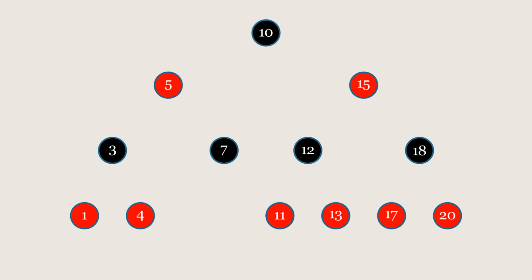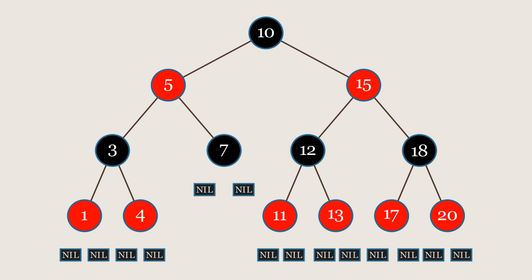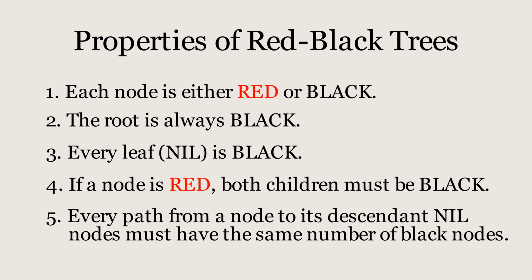Let's understand how a red-black tree works. A red-black tree is a special type of self-balancing binary search tree in which each node can be either red or black. The leaf nodes, commonly referred to as nil nodes, are considered black by default. Now, a red-black tree has 5 key properties that are essential for maintaining its balance.